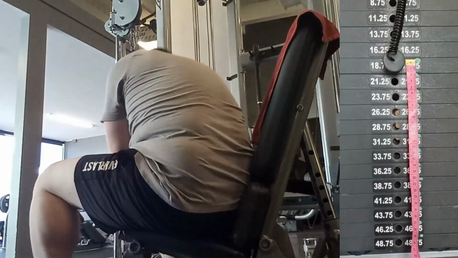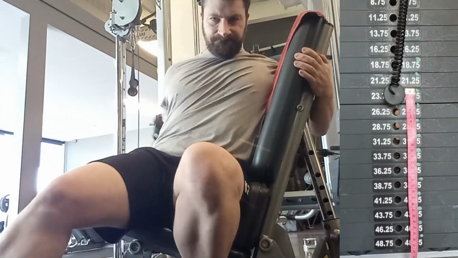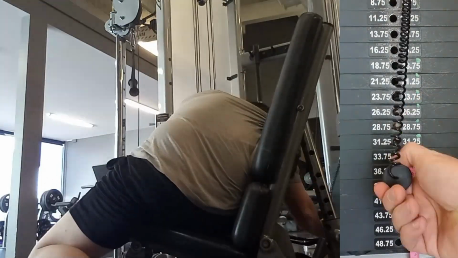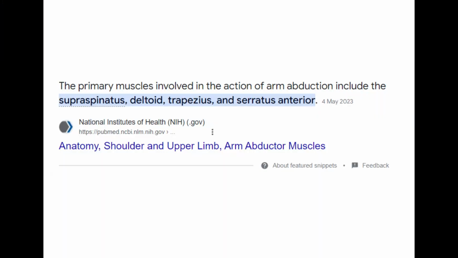Muscles can push. And I'm going to prove that by simply moving my arm. But first, let's just see what Google has to say. The primary muscles involved in the action of arm abduction include the supraspinatus, deltoid, trapezius, and serratus. They're not including the Latissimus Dorsi or the pectoralis major. And that's because they're not considering the pushing motion, or what I will call negative tension.